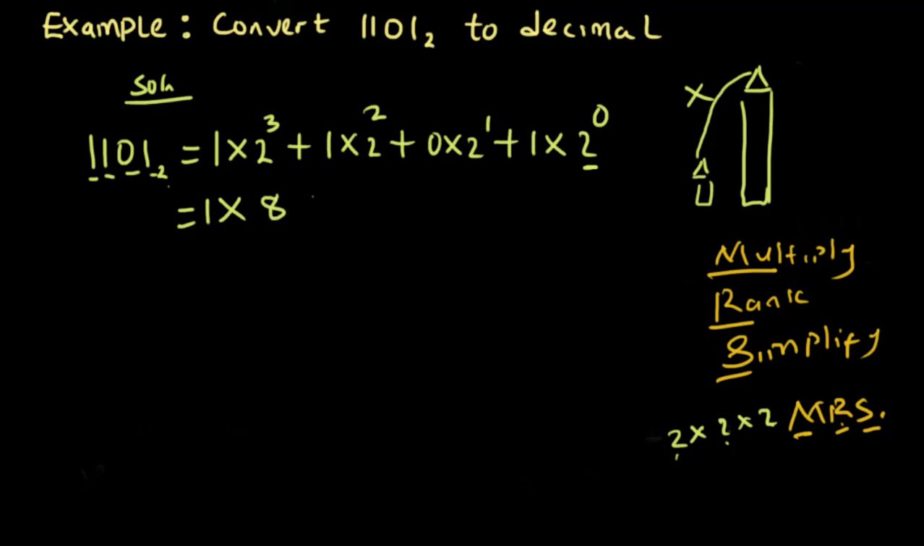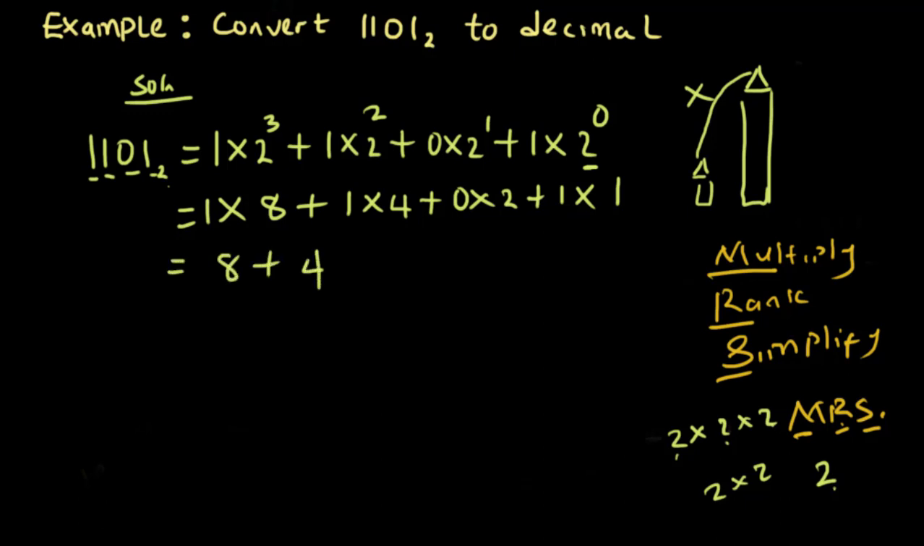So we have 1 times 8 plus 2 raised to power 2, which is 2 times 2. 2 times 2 is 4. So we have 1 times 4 plus 0 times 2 raised to power 1, which is just 2. So we have 2 plus 1 times anything raised to power 0 is 1. Do you understand? So we have 1 times 8, 8, plus 1 times 4, 4, plus 0 times 2 is 0, plus 1 times 1, 1. 8 plus 4 is 12, 12 plus 0 is 12, 12 plus 1 is 13. So we have 13 in base 10.